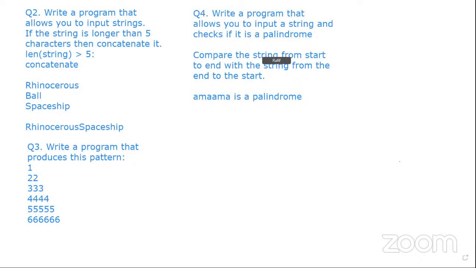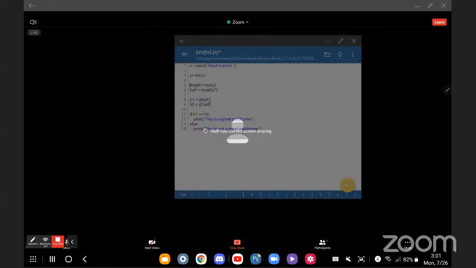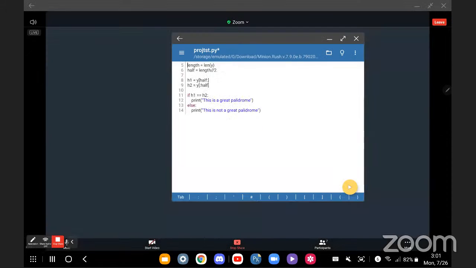Roughly, I finished my code, which is number 4. All right, go ahead and share your screen. Okay. Share screen. Okay, can you see it? Yep.